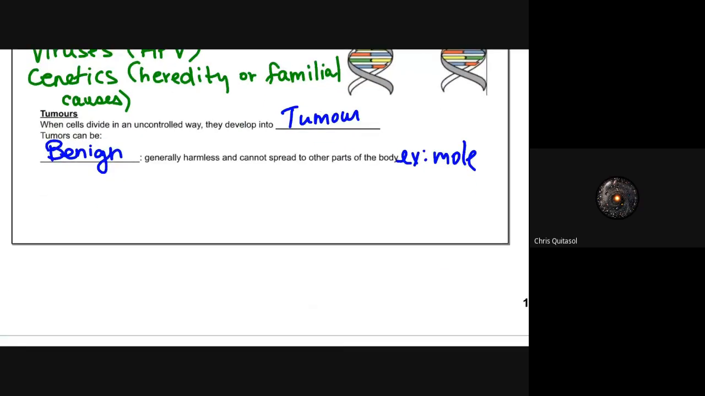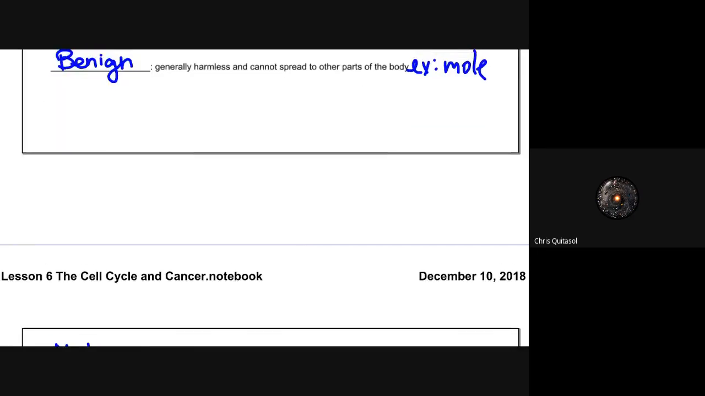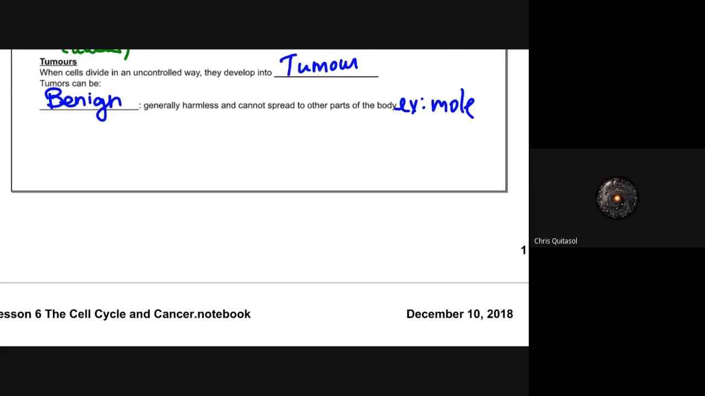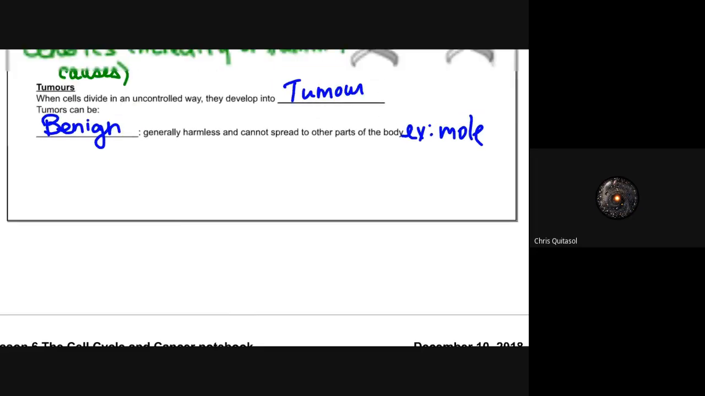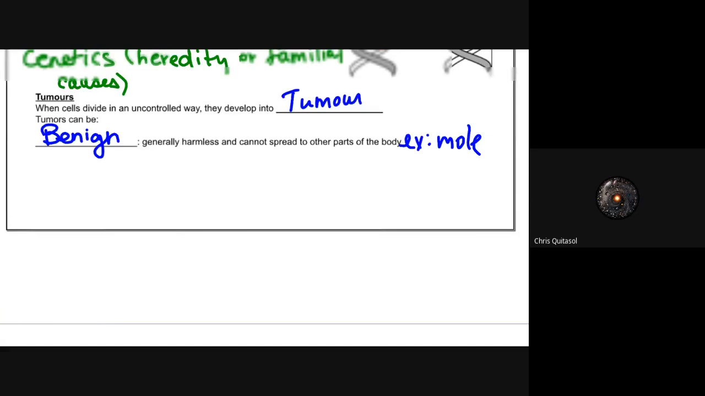Tumors are what happen when that uncontrolled cell division goes through, and they can be benign or they can be malignant. So benign means that they're generally harmless and they cannot spread to other parts of your body. Believe it or not, some moles are what's called benign tumors. They're just cells that divided uncontrollably and then they stop for whatever reason, but they won't go anywhere. They stay localized. They're pretty well defined.